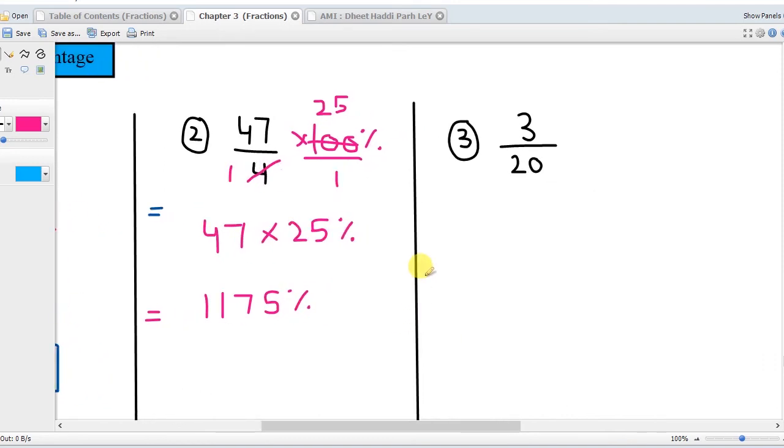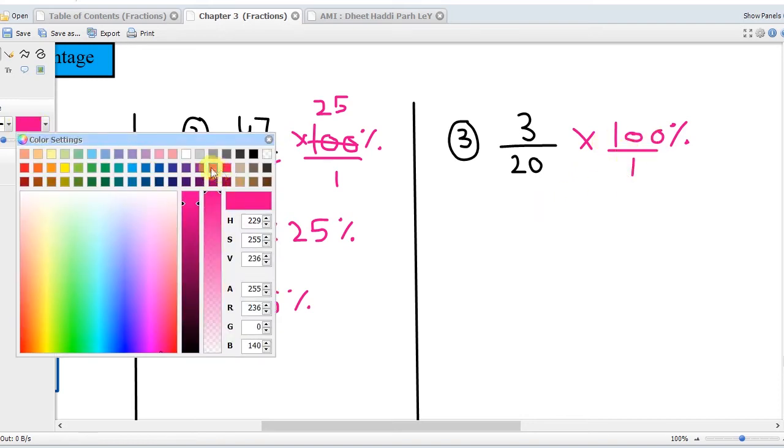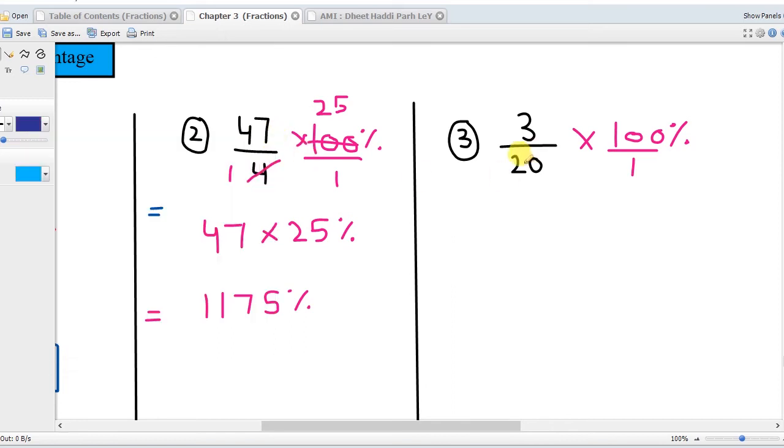Next, question number 3. So 3 over 20. Simply you have to multiply it with 100%. Now check whether it can be simplified or not. So yes, this can be simplified. So see, over here we are getting 0 in the denominator, so this would be cancelled, and 0 in the numerator, this would be cancelled. So new values will be 3 over 2 times 10 over 1, and here we have a percentage sign.